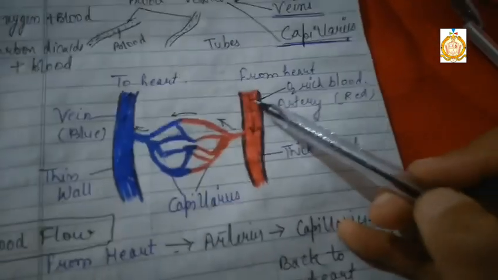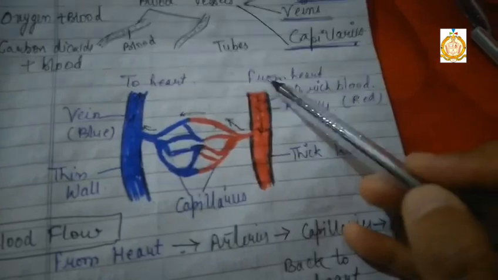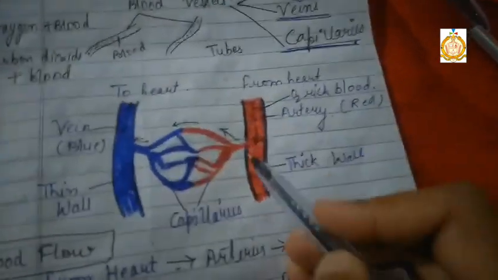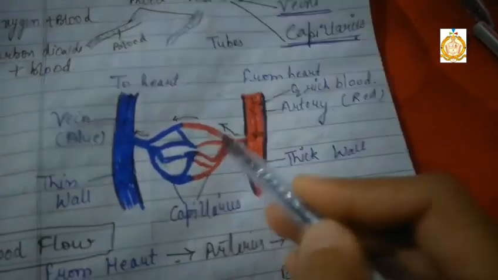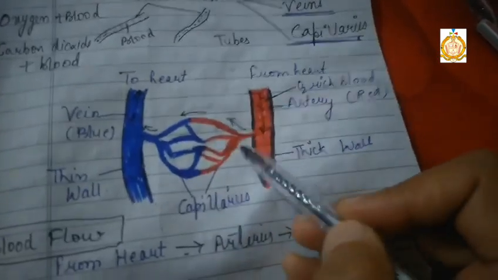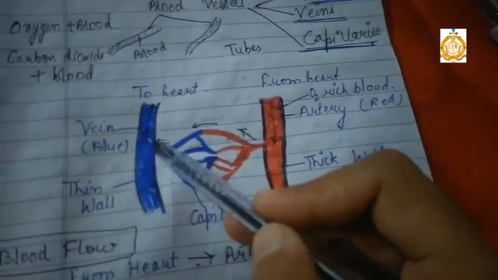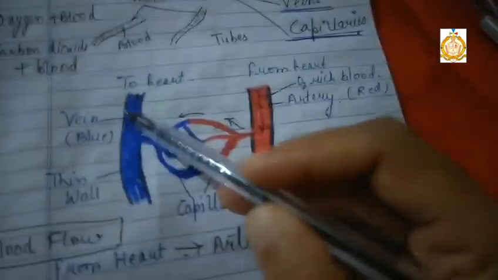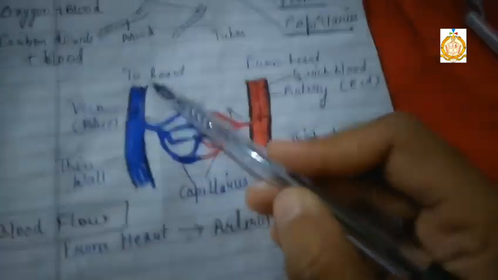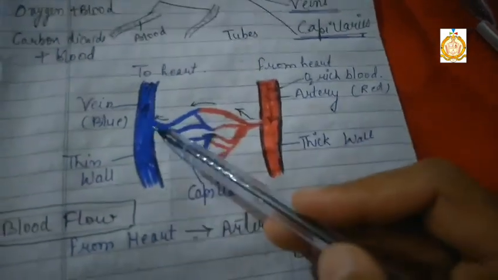Arteries are red in color. They take oxygen rich blood from the heart. Then these arteries pass the blood to the capillaries. This whole network is the capillaries. Then from these capillaries the blood comes into the veins, and in veins this deoxygenated blood goes back to the heart. So there are three types of blood vessels: arteries, capillaries, and veins.